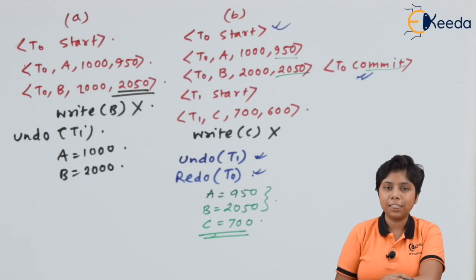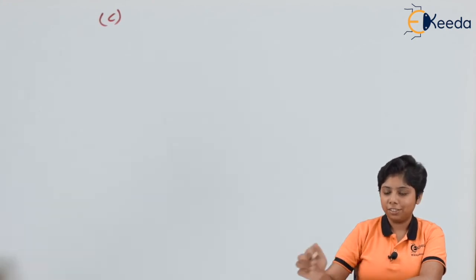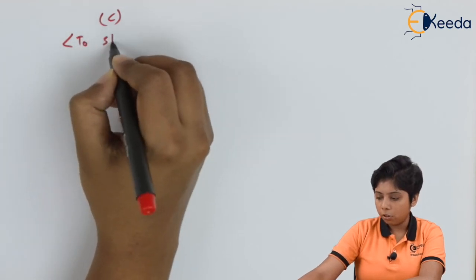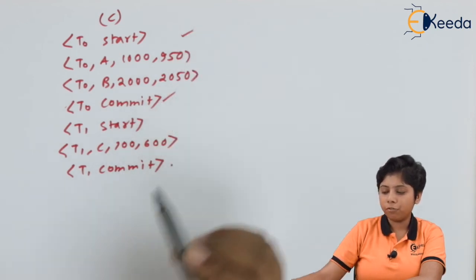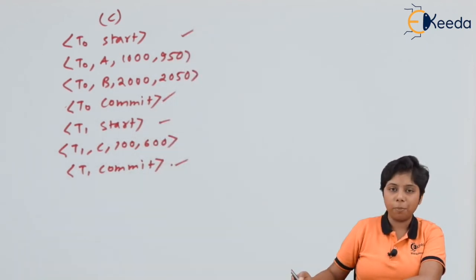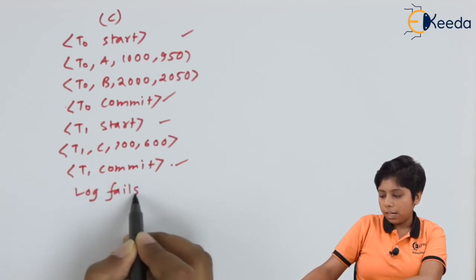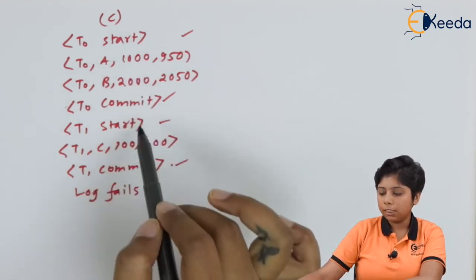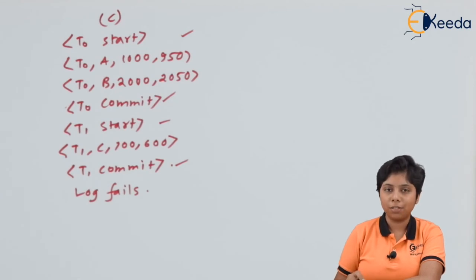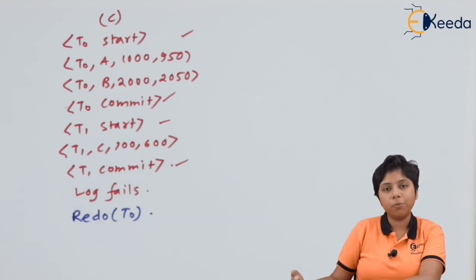Now considering the third case where T0 has started and committed its transaction, T1 also started and committed its transaction. So now we can have the whole record or a portion of the record. We have T0, T0 commit and T1 also commit. Now after this the log fails. That means the log cannot proceed further. For T0, we have start and commit both, that means we will redo this T0. And for T1, we also have start and commit both, that means T1 will also be redone.